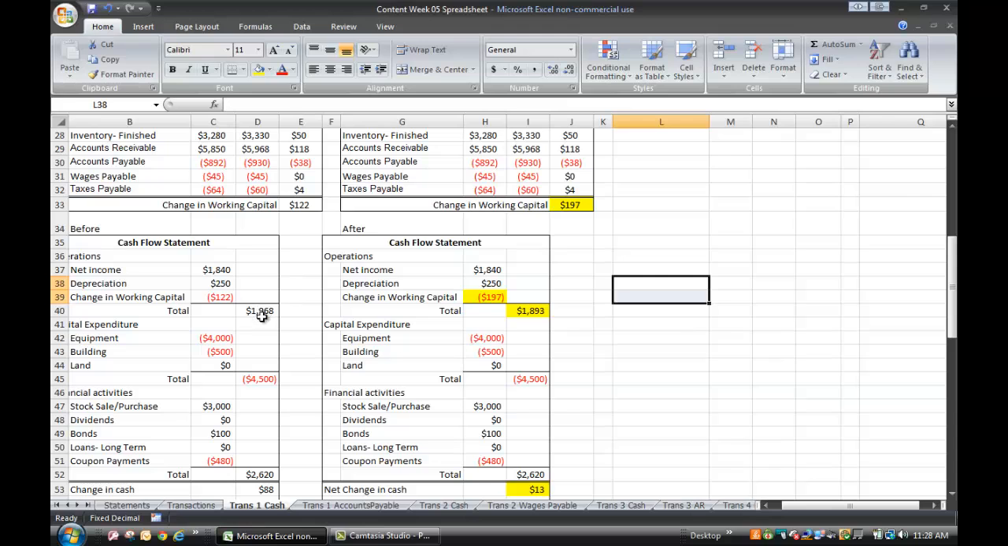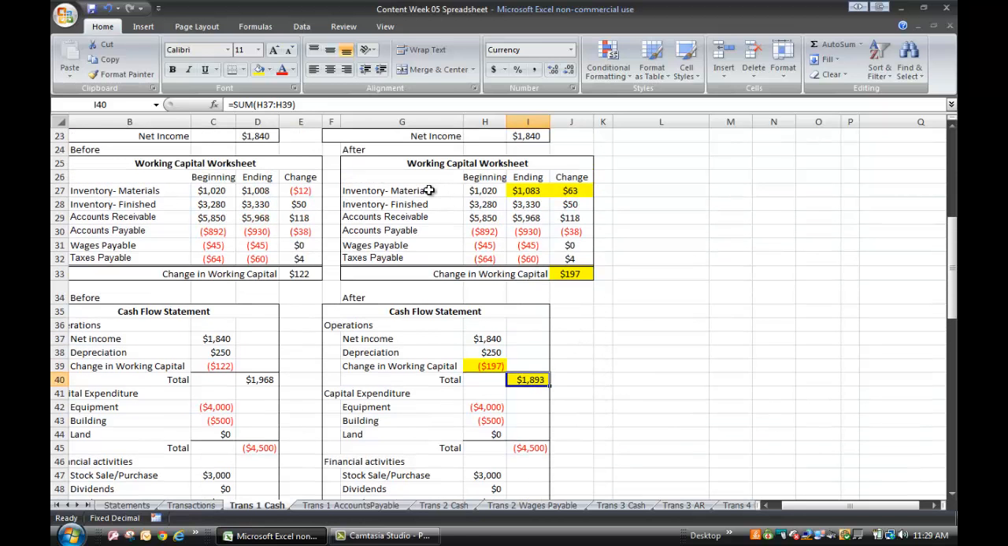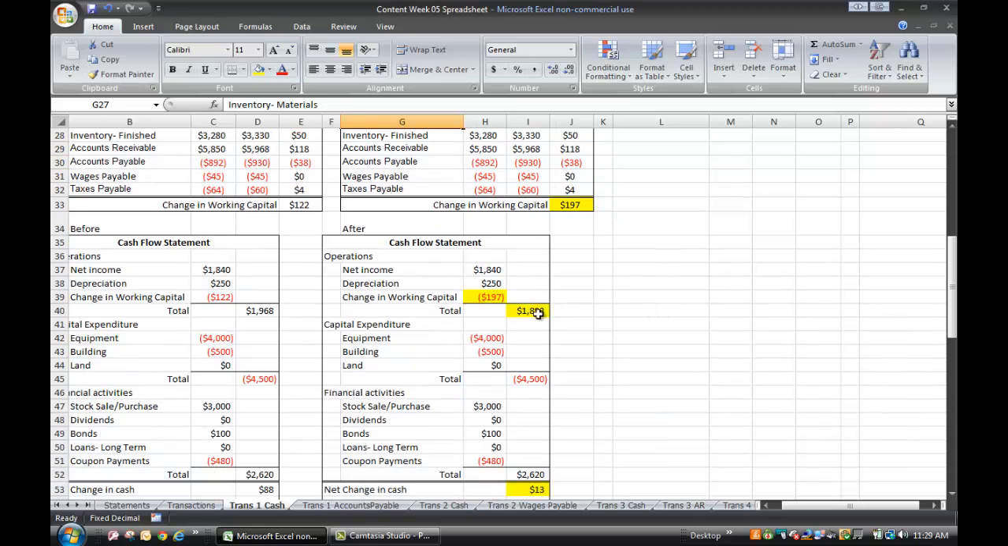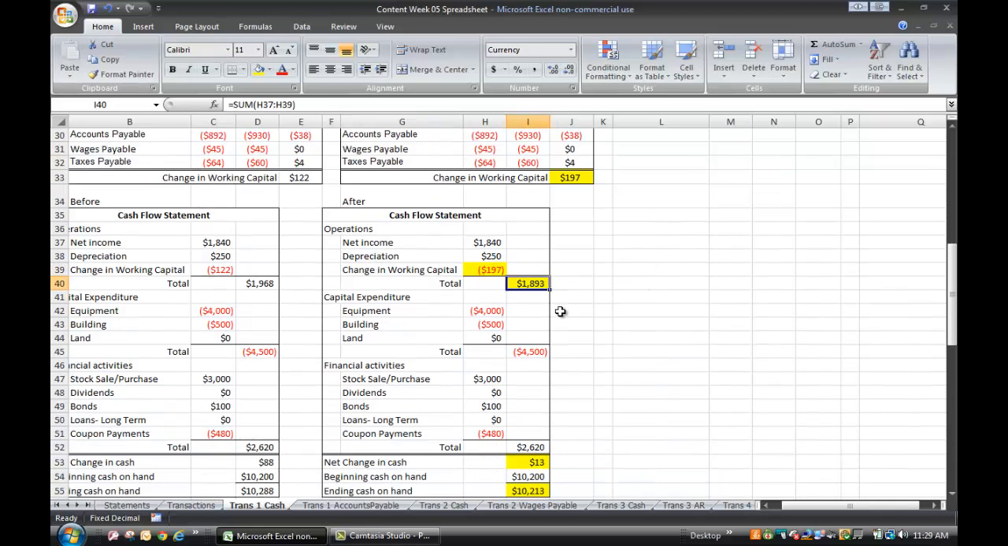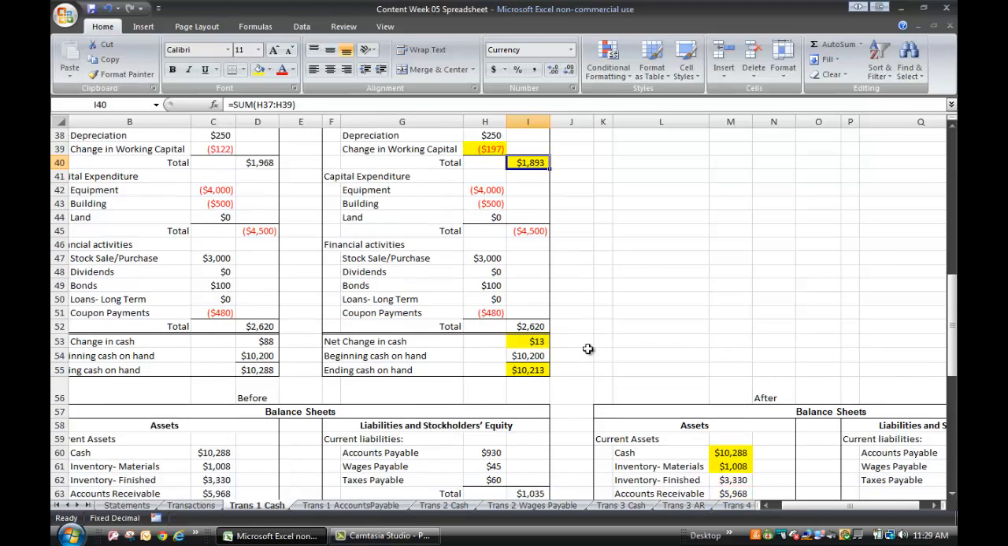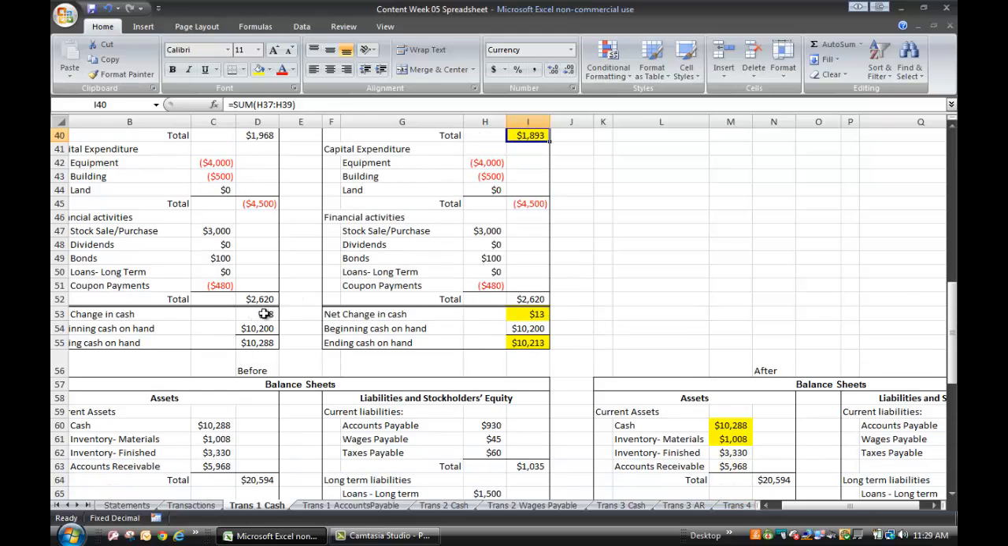Then your cash went from 1968 down to 1893. It took out of your cash account to pay for the materials inventory. So your cash flow will go down. The other two stay the same. So the change in cash over the time period went from 88 down to 13, a $75 difference, and the cash on hand then goes down to 10,213.